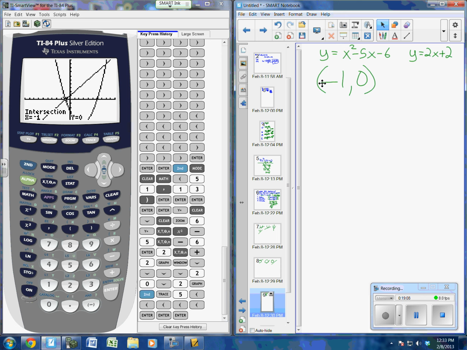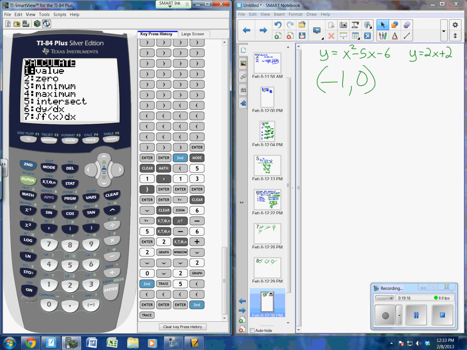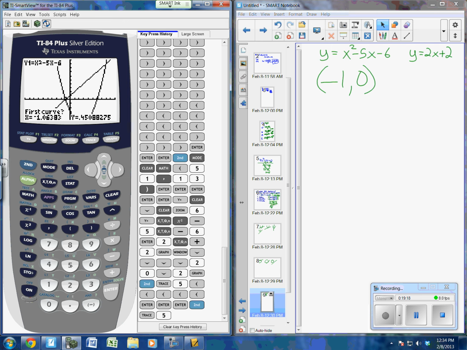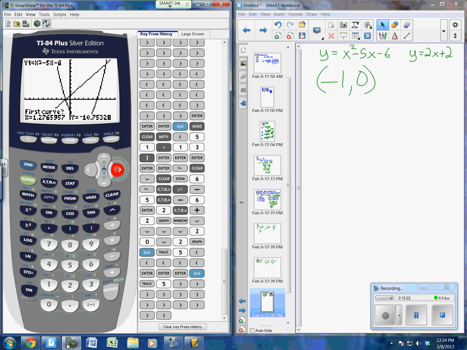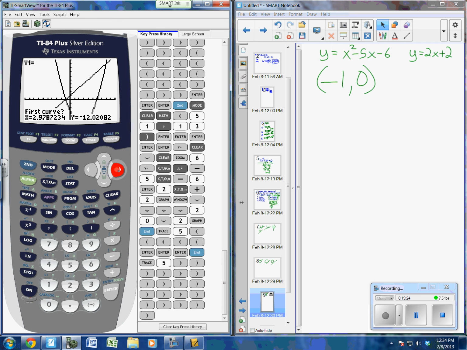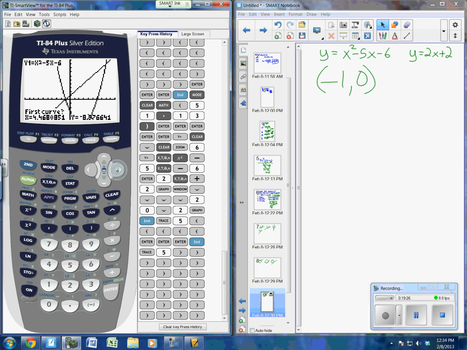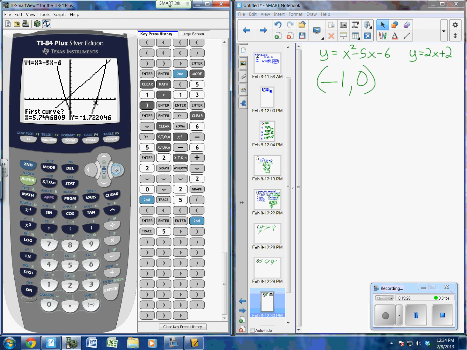Now hit second and trace again. Go to the calc menu and get intersect again, and let's go do the next one. Now you have to hit the right key until you get clear over there. Because my graphing calculator is on the computer, it takes me a lot longer than you guys to get over there.